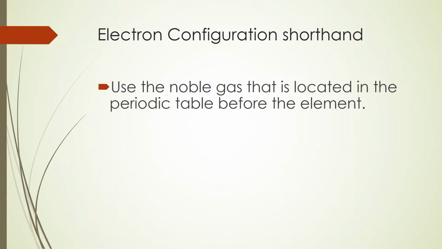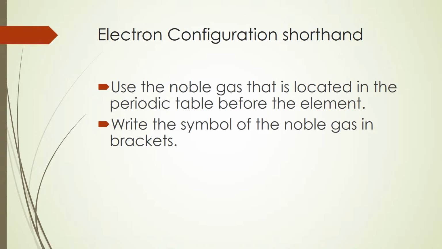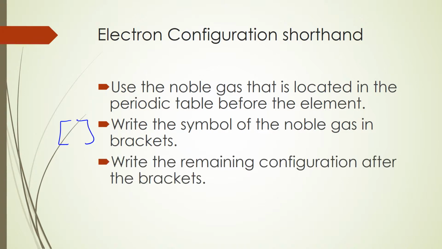Electron configuration shorthand: you use the noble gas that's located on the periodic table before the element. So basically you find the last noble gas. Like I said, noble gas configuration is stable. Once it's in noble gas configuration, we don't care, because it doesn't do anything. It's inert. We only care about the electrons that come after the last noble gas, because they actually can do stuff. So you find it, then you put the symbol of that noble gas in a bracket. Brackets are the little square thingamajiggers. Then you write the rest of the configuration after that.